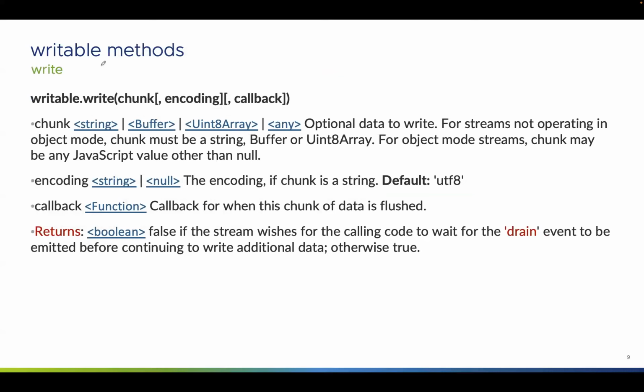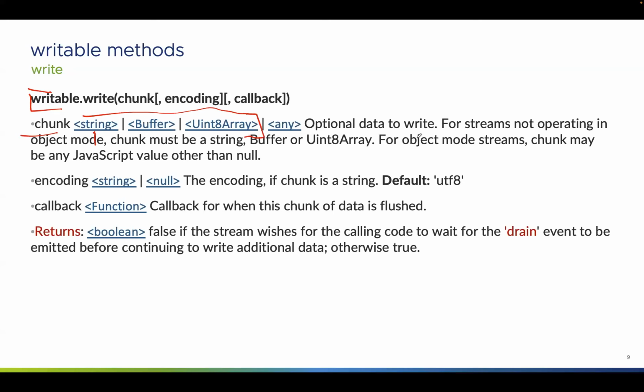So there are a lot of public methods for you to use for writable streams. I just pick two of them. I think one is write, one is end. Pretty important two. If we look at the write signature, writable.write, it takes three parameters: chunk, encoding, and callback. Chunk, you can give a string, or a buffer, or Uint8Array, or any type of Node.js object.